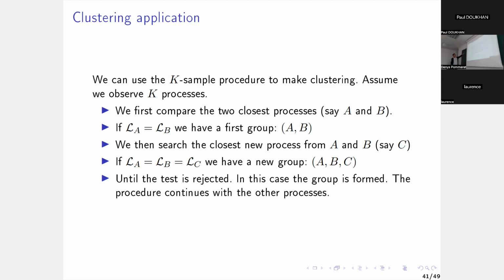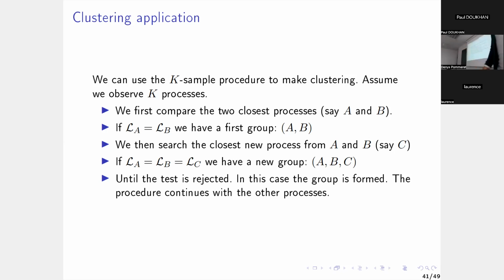If I say yes, this is my first group, AB. That's my first group. I continue with the next closest, which is C. C is close to A or B. Now I introduce C and I ask, is A equal to B equal to C? If yes, I continue. If no, I stop. That was my first group. C is not equal, so C is now a candidate for another group, and I continue.